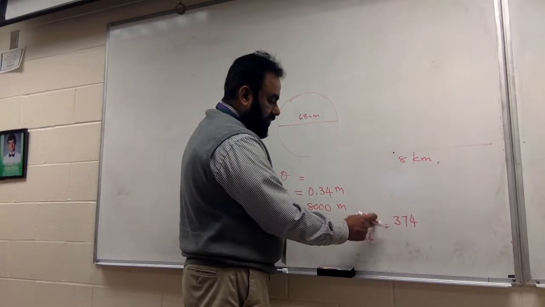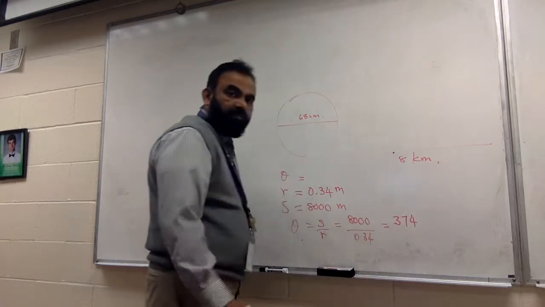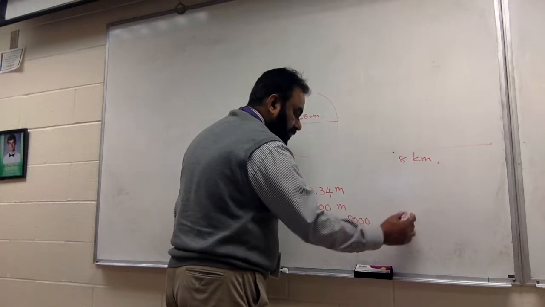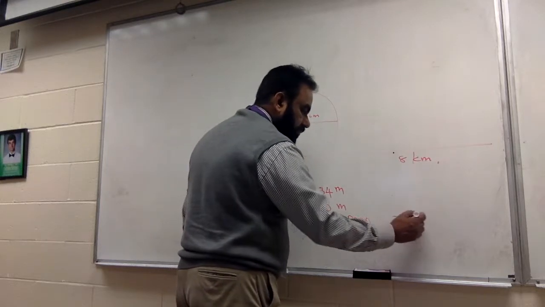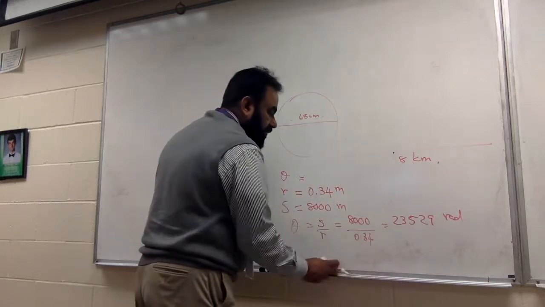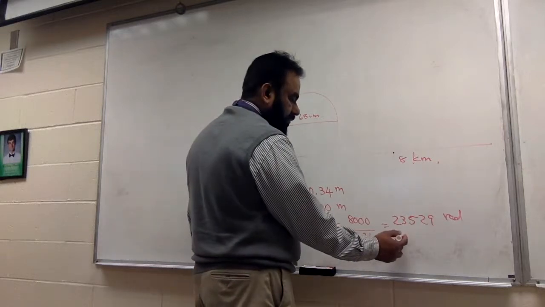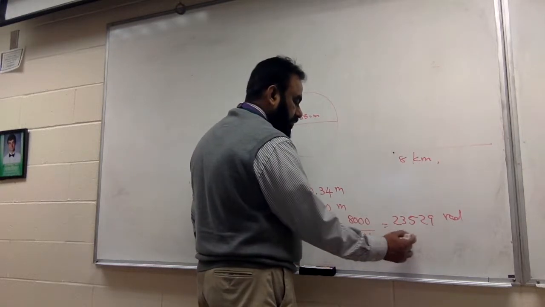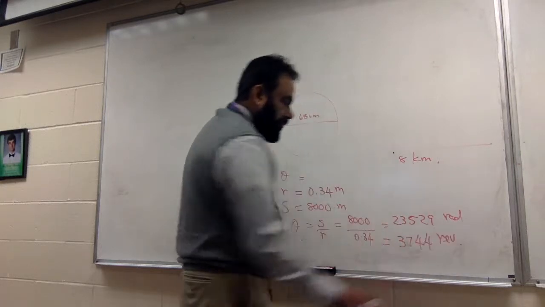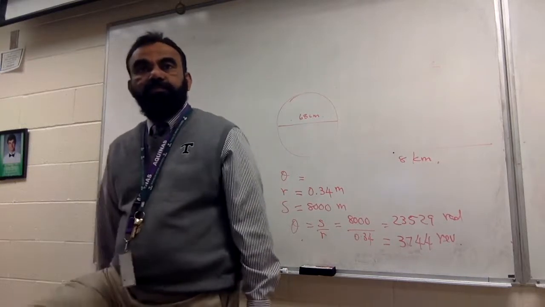That one is 23,529. And then you divide by 2 pi. Yeah, you should be right. And that's 3,744. Okay?